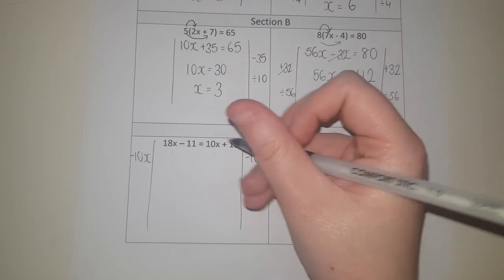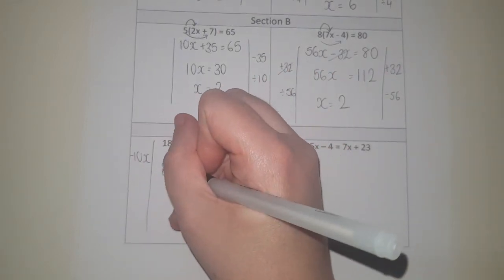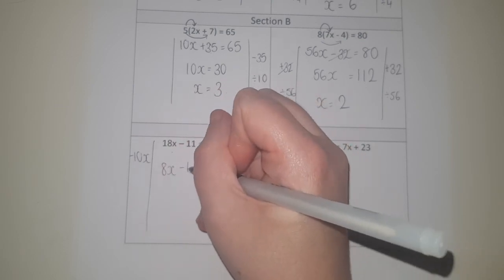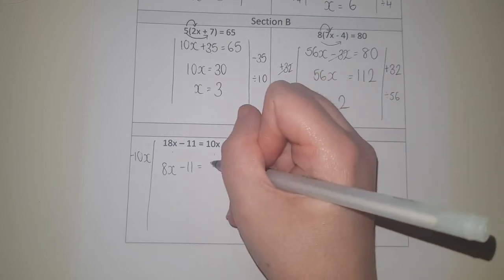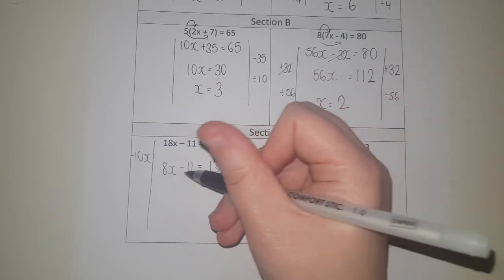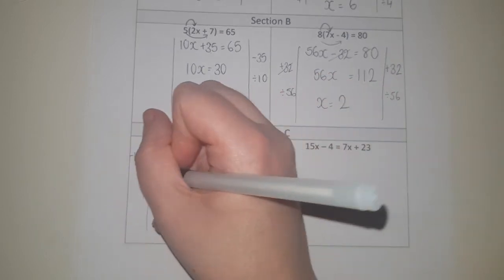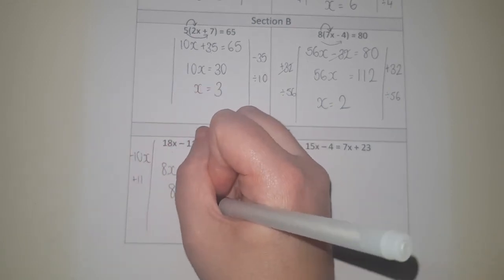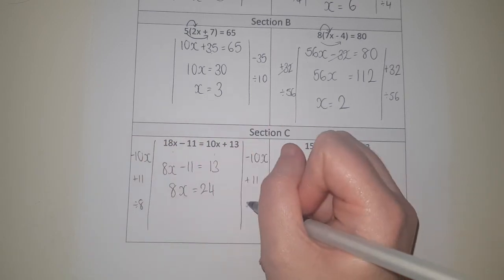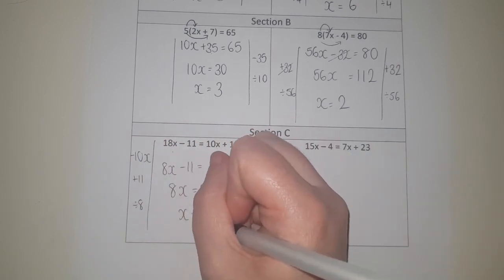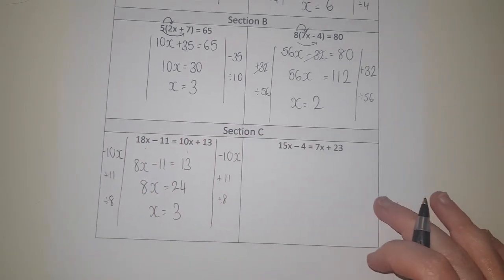But if we get rid of the smallest, 18x subtract 10x leaves me with 8x. I've still got the minus 11. If I do 10x take away 10x, they're going to disappear. I've just got the positive 13 left. Then all we're going to do is add 11 to both sides. So I get 8x equals 24. And then we're going to divide by 8. You get x equals 3.